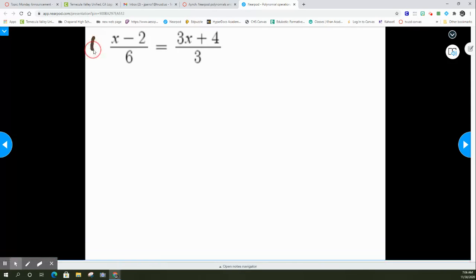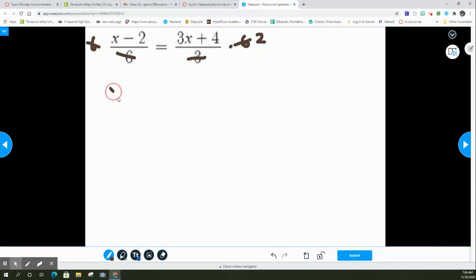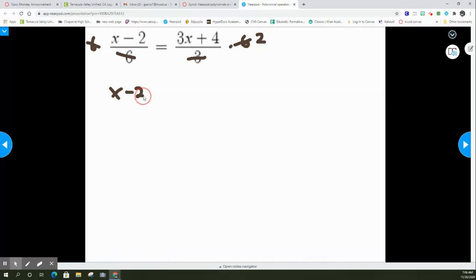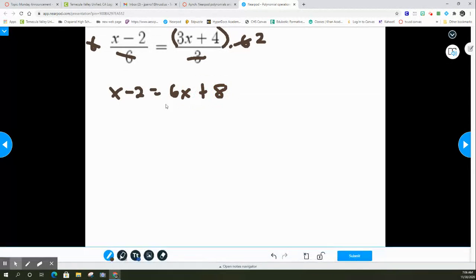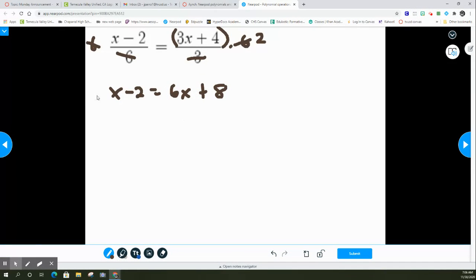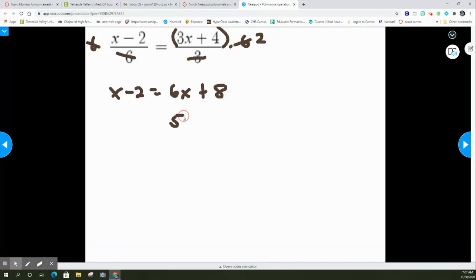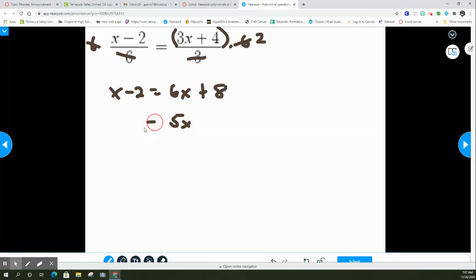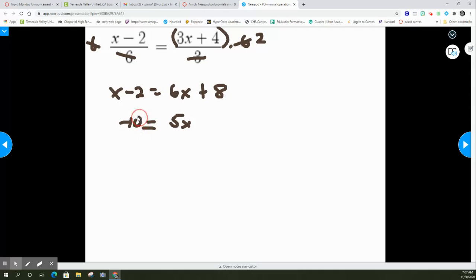So if I just multiply both sides by 6, we'll see that that cancels out, and then that just becomes a 2. And so I'm left with x minus 2, and make sure you distribute this over here. You've got to distribute it. So that's 6x plus 8. And then get the x by itself. So I'm going to subtract x, so I get 5x on this side. I'm going to subtract 8. I'm going to get negative 10 on this side. So x equals negative 2.